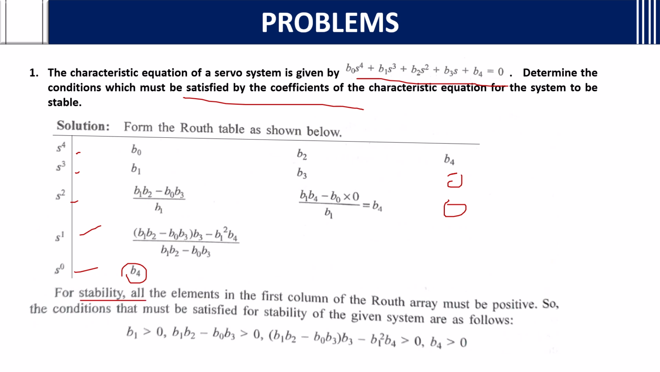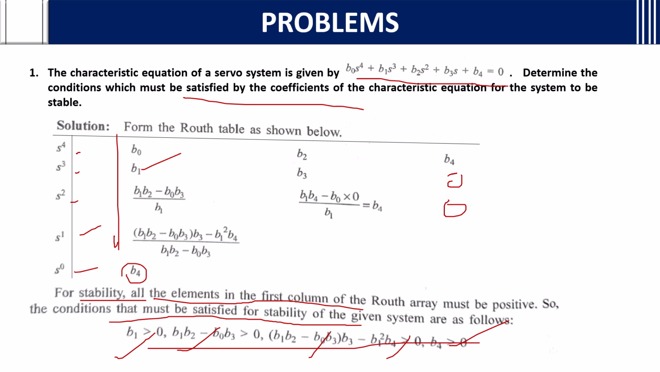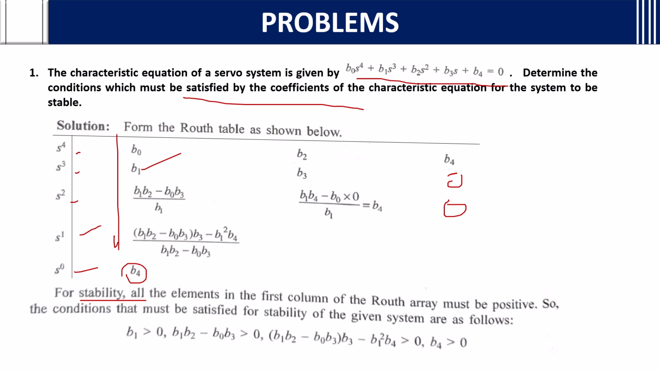For stability, all the elements in the first column of the Routh array must be what? Positive. So what are the conditions that must be satisfied for the stability of the given system? B1 should be greater than 0. B1 B2 minus B0 B3 should be greater than 0. B1 B2 minus B0 B3 into B3 minus B1 square B4 should be greater than 0, and B4 should be greater than 0. If it is greater than 0 only, it will become positive. So these are the conditions that need to be met. See how simple it is. We'll solve with some values so you'll understand still more clearly.